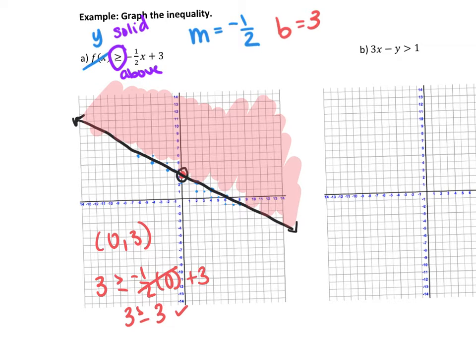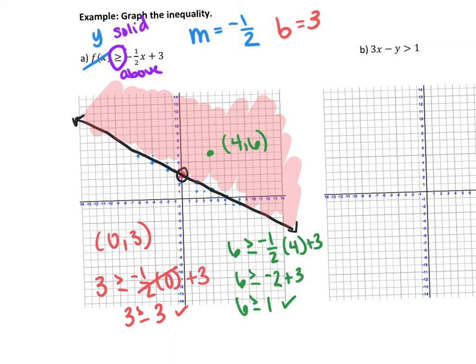If I pick a point in the region out here, such as the point 4, 6, what this is saying is that 6, the y value, is greater than or equal to negative 1/2 times 4 plus 3. Is 6 greater than or equal to negative 1/2 times 4, which is negative 2, plus 3? Is 6 greater than or equal to negative 2 plus 3, which is 1? Yes, it is. So that's another true statement.